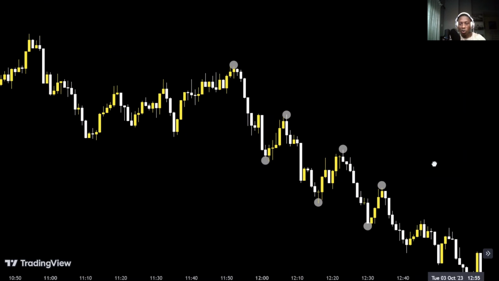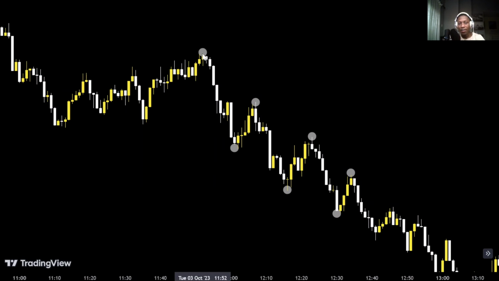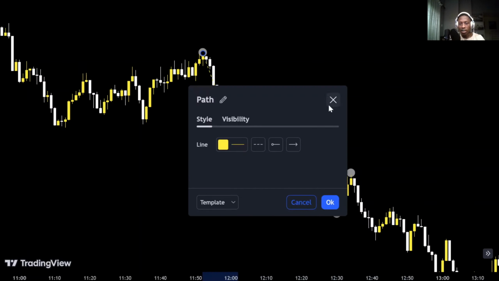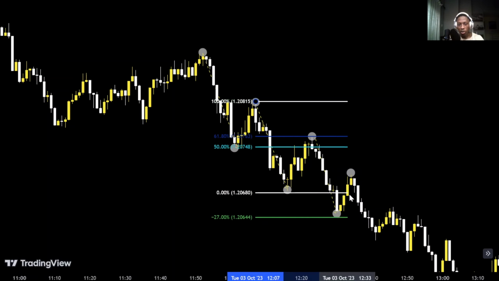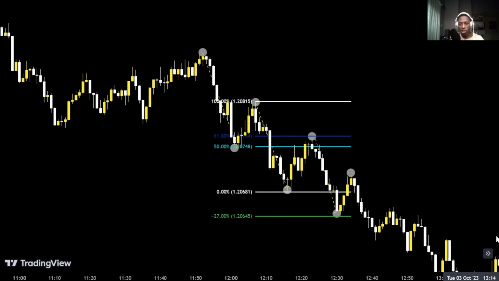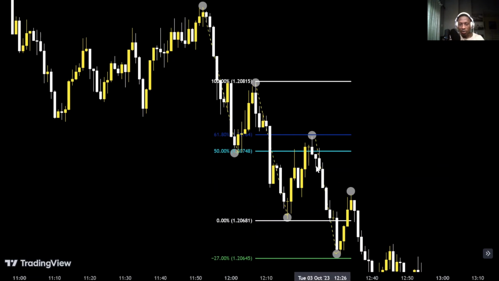Let me just mark out the whole impulsive legs for people who don't understand. This is an impulsive leg. Okay, that's clean cut finish. This is an impulsive leg. That is an impulsive leg too, right? So now you come with the Fibonacci once again from the top till the bottom, right over here, clean cut finish. As you can see, the Fibonacci is literally over here, and it's trending, right?